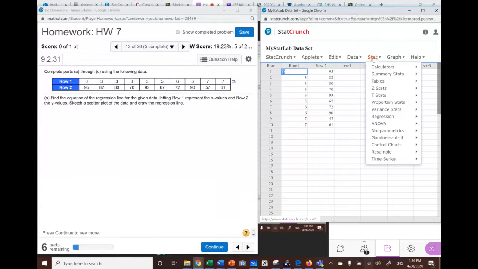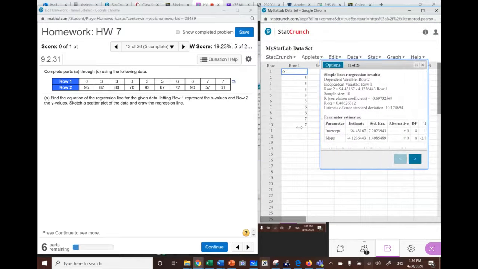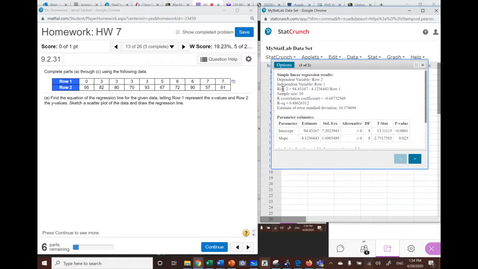So again, I'm going to go to Stat. I'm going to go to regression. I'm going to go to linear. And they tell us, let row 1 be the X and let row 2 be the Y. That's exactly what they tell us. We want row 1 to represent the X and row 2 to represent the Y. And after that, they tell us just find the equation. So I don't have to make any predictions in here. Directly after you choose row 1 and row 2, you go in there, and this is the equation of the prediction here. So let's continue and see exactly what they want.